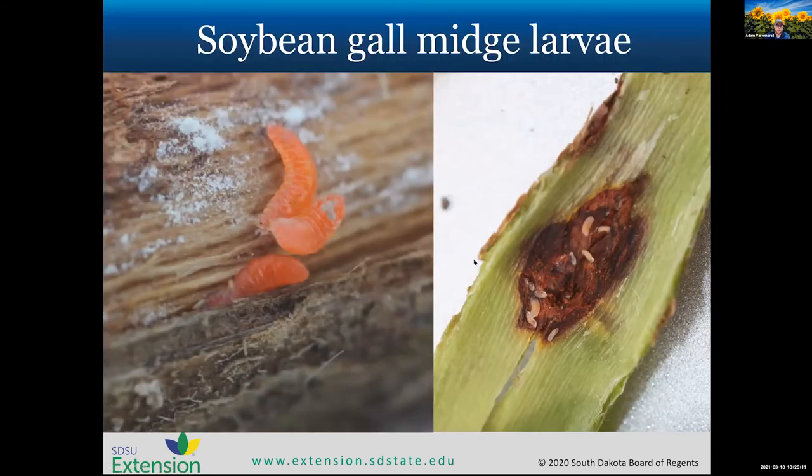So here's what soybean gall midge larvae look like. They're fairly small, but you can see them very easily with your naked eye. In the later instars, they're this nice orange-pink color, very easy to see. Earlier instars are a little bit lighter. I like this picture. This is actually from 2015.